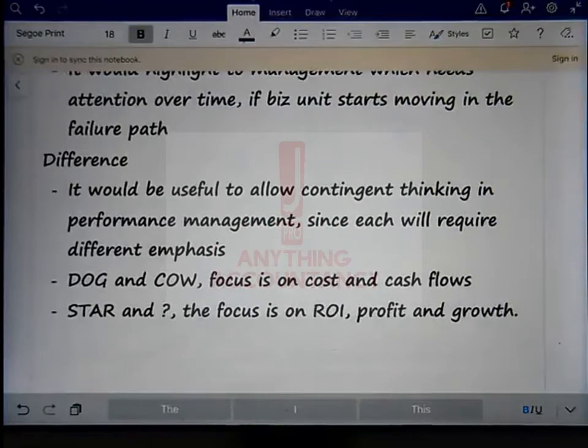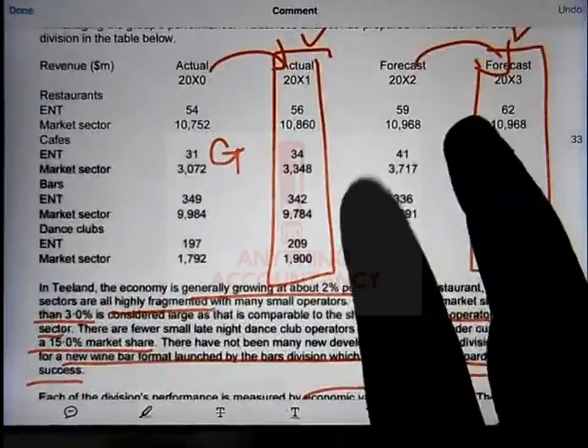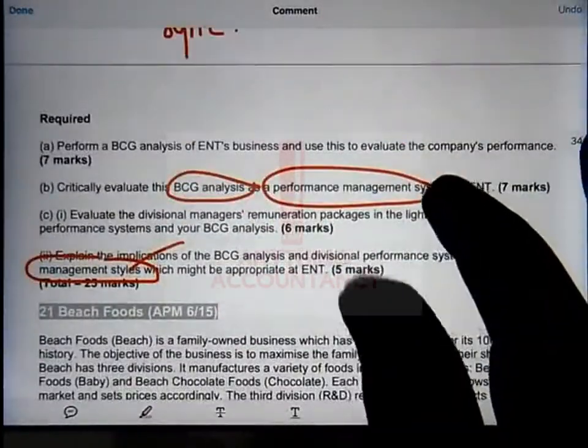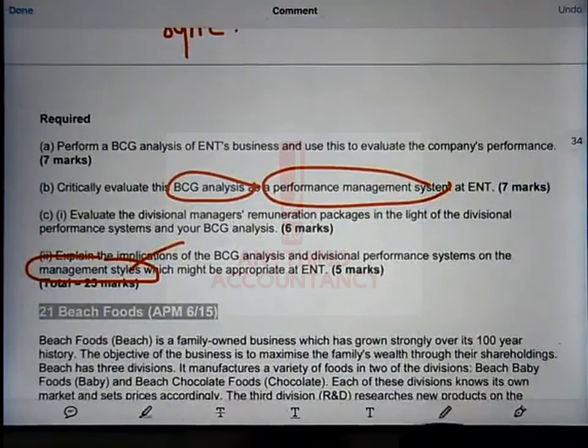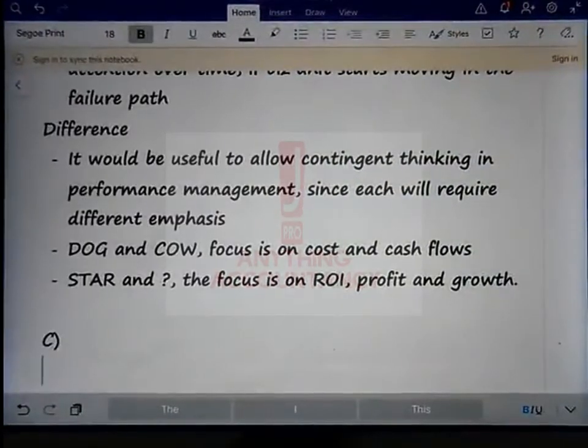Last one is part C, looking at the current approach, right? They ask you to evaluate what? The remuneration, right? Yes, no? Well, part C1 is remuneration, then part C2 is the style of performance management system. Okay, now let's look at part C1.